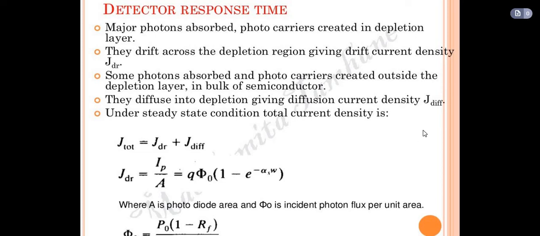Clear? So by using these two conditions, by using the steady state condition for total current density, J total is equal to J drift plus J diff. So how do we get that drift value? By using this formula.